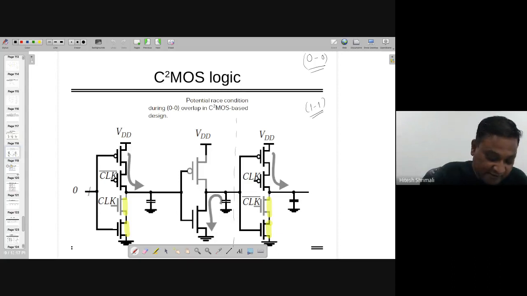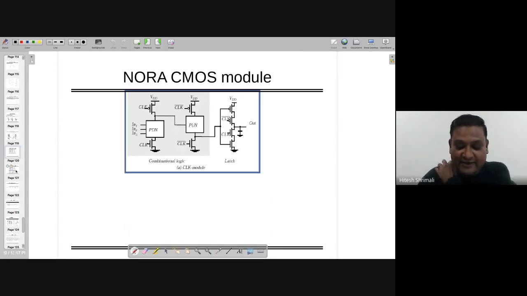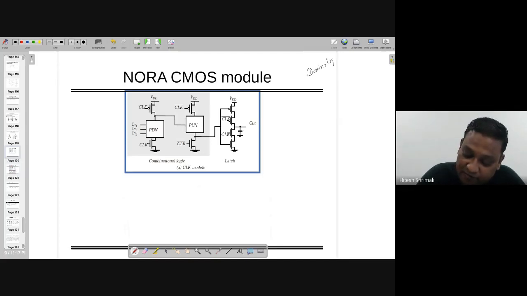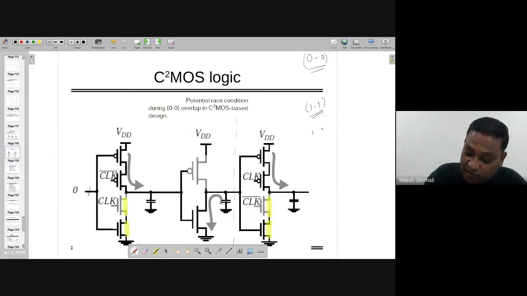So this is one of the techniques, like we used to do in domino logic. If you remember, in domino logic, we were adding the first stage with PDN, the next stage with the pull-up network, and later on you have the C-square MOS latch. In this way, we make sure that there is no requirement of any inverter. So the first solution in domino was using the inverters in between, and we made sure that the transition of the input is going only from 0 to 1. We were doing that, right?